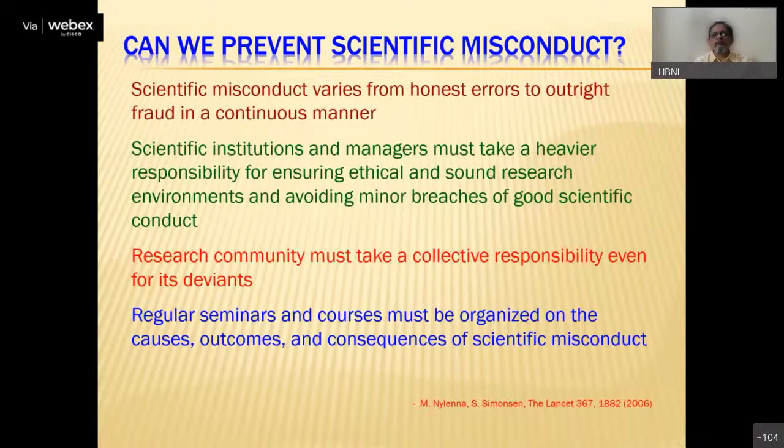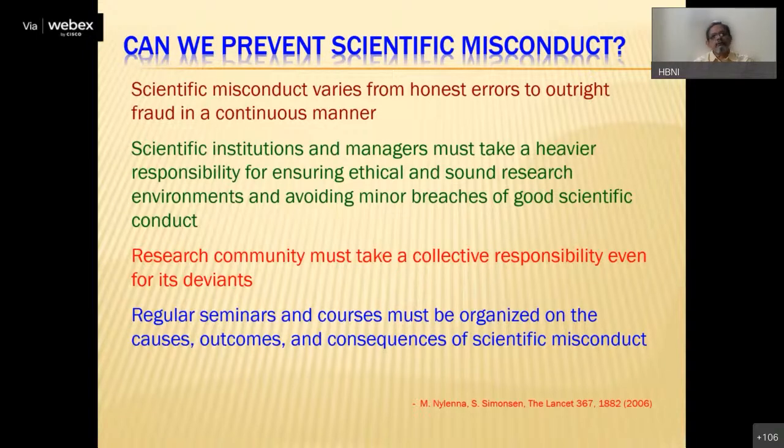Because scientific misconduct emanates from people. Okay? It is not emanating from your experiment. Scientific misconduct emanates from people. That's where the philosophy and ethics come into play here. Okay? So, as I said, scientific misconduct can vary from very honest errors to outright fraud, and this happens in a continuous manner. There is no sharp division between what is ethical scientific behavior and what is non-ethical.